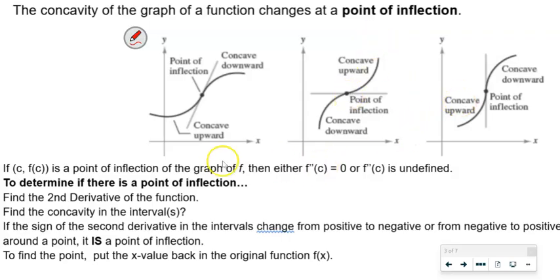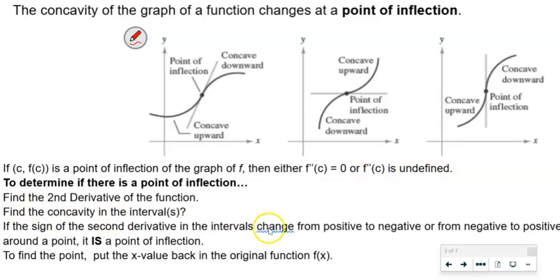A point of inflection is when, it says, if c and f of c, this would be our value of x and our value of y, is a point of inflection of the graph of f, then either f double prime of c, which would be the second derivative, is equal to 0, or f double prime of c is undefined.